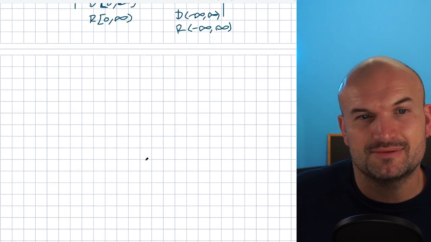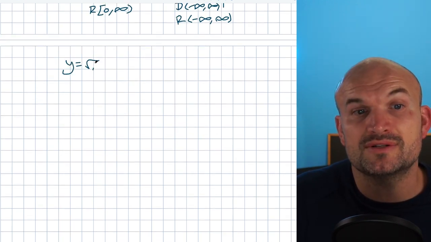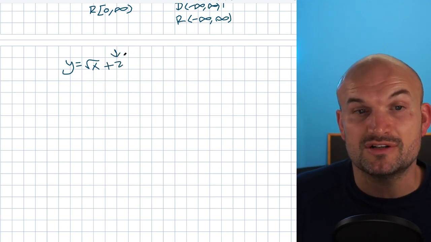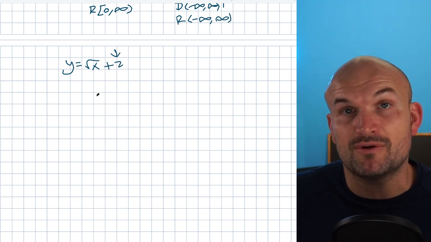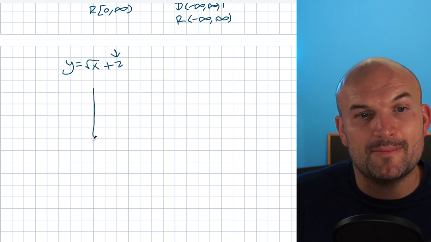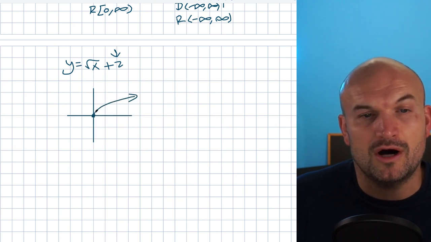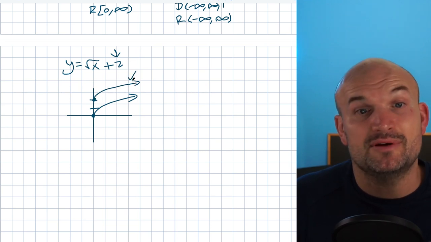So a couple of examples we can take a look at: what if I had y equals the square root of x plus 2? Now, what I want you to notice is this plus 2 is going to be outside of the function. So that's actually going to shift the graph up 2 units. So if I know what my parent graph is, and I know that parent graph has a point at (0, 0), all I'm going to do is take this graph and shift it up 2 points. And that's going to be what your graph is.